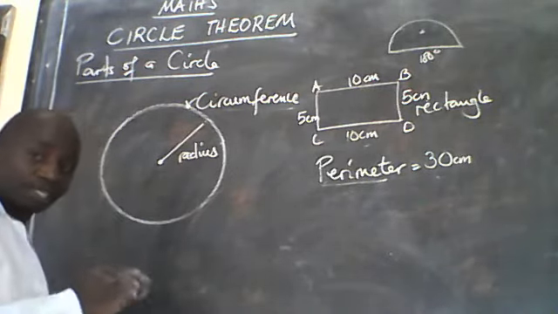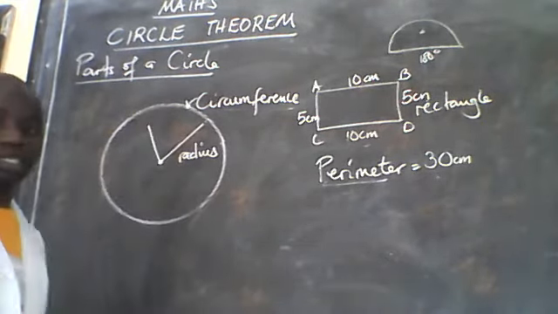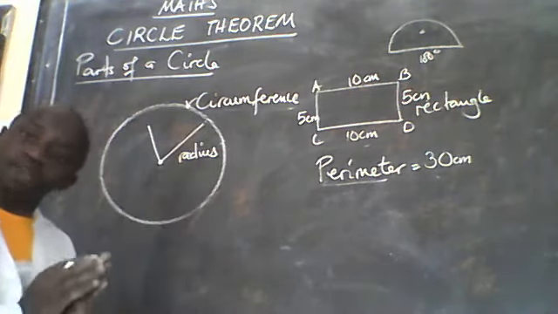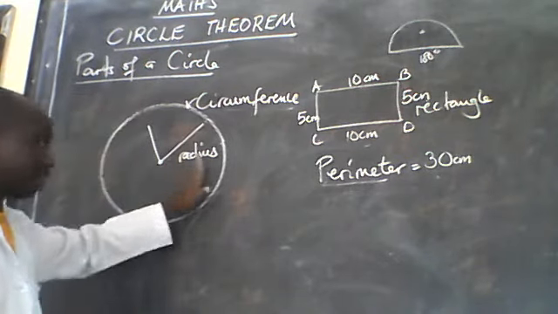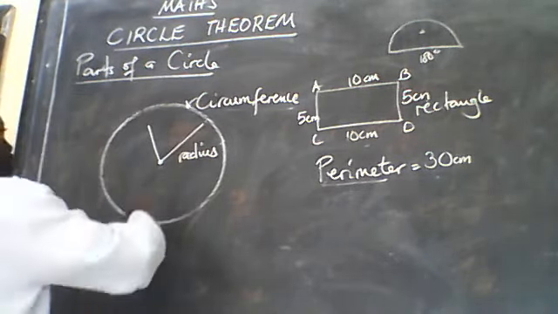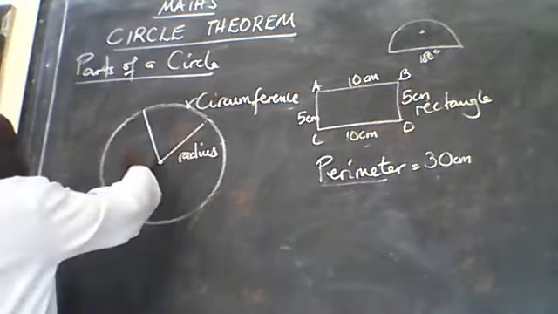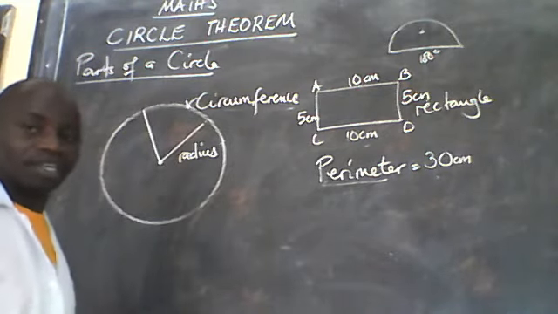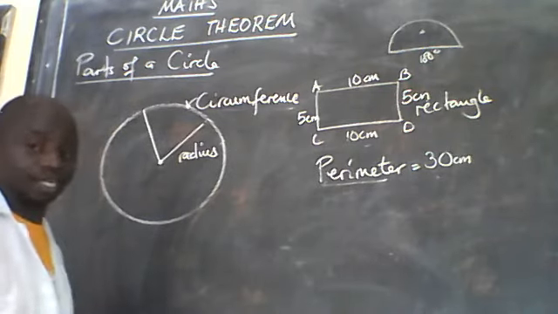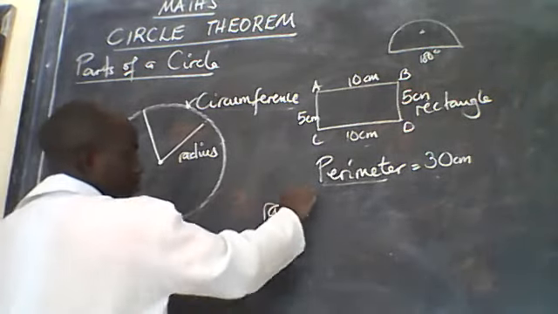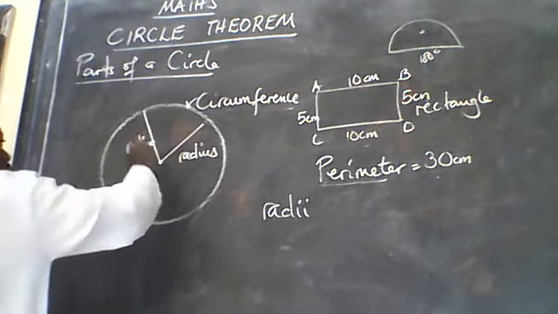Please, the basics are important. Can we say this is a radius from the definition? No. Center to circumference, that is radius. If we now extend this up to that, then this one will be called another radius. Singular is radius, but plural we say radii, not radiuses.